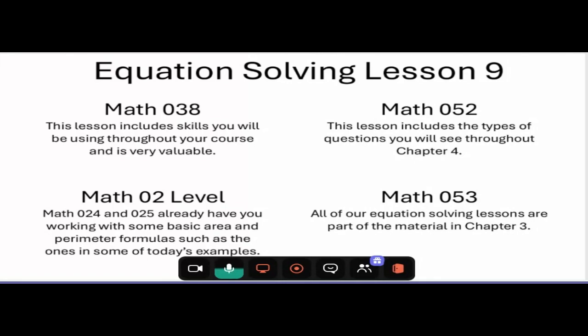If you're in an 02 level class, you will see some stuff here that you recognize, the perimeter and volume formulas in particular. And so this is actually potentially useful for you when we move beyond those types of rectangles and triangles and into more complicated shapes. It's not something you specifically see in that course, but again, you're all heading towards Math 052, so it doesn't hurt to see how that's going to work out.